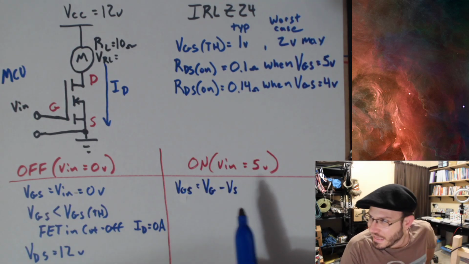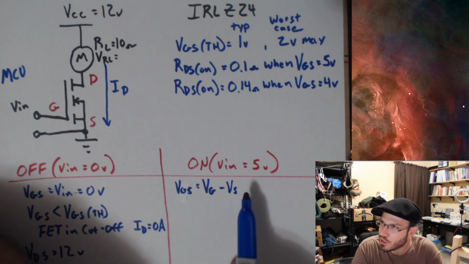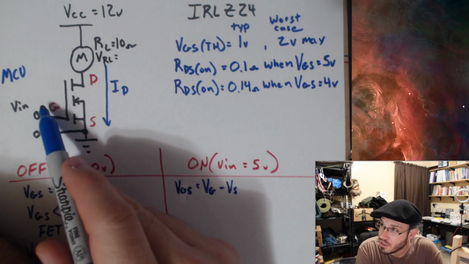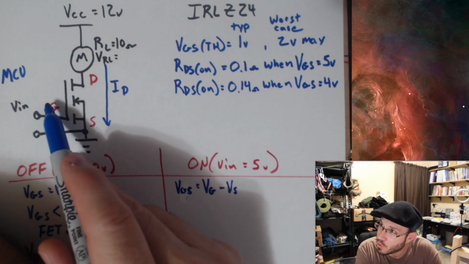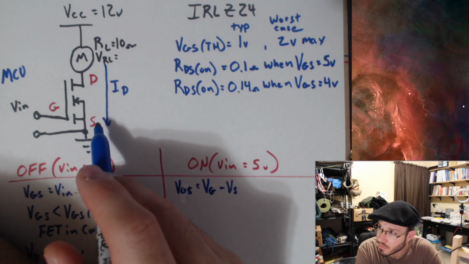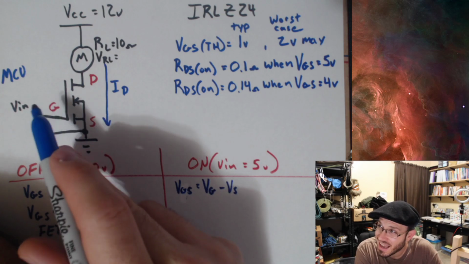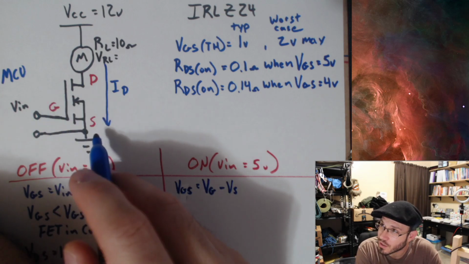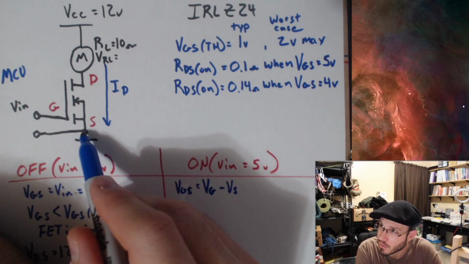Now I'm writing this in order to expose a very subtle issue with using MOSFETs, which is that the voltage on the gate is not necessarily the voltage between the gate and the source. I'll say that once more. The voltage on the gate is not necessarily the voltage between the gate and the source, because it depends on what this side of the MOSFET is connected to.